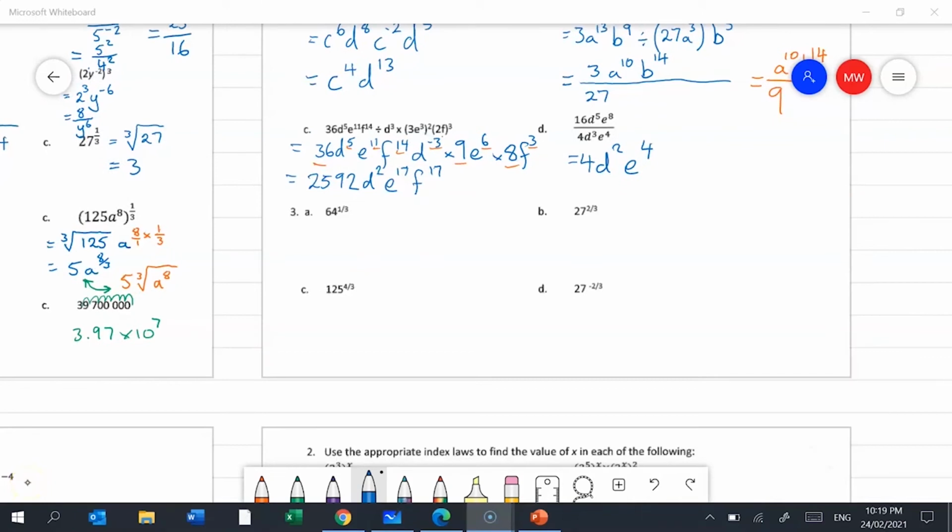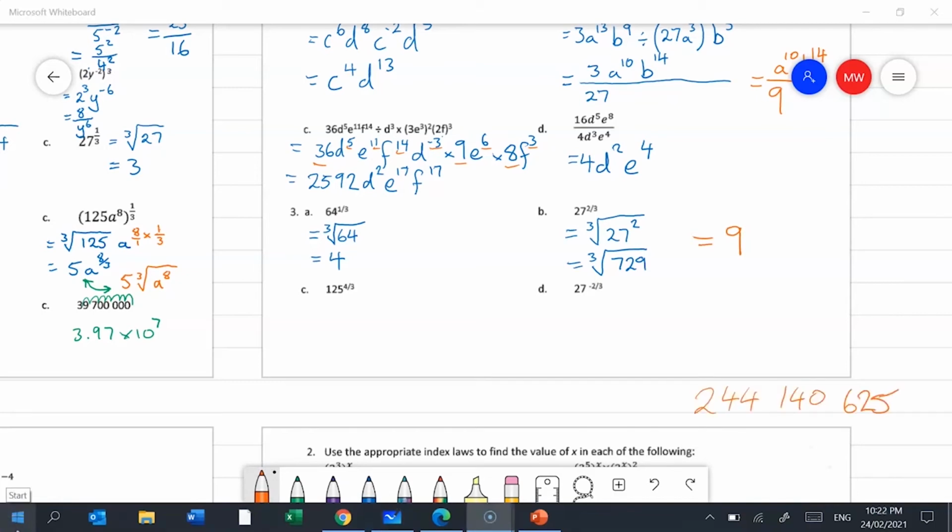Question 3, we're into some ever so slightly more complicated indices that are fractions. So we remember that 64 to the power of 1/3 is really the same as the cubic root of 64. So what number multiplied by itself 3 times makes 64? And the answer to that one is 4. Question B, you're probably going to want a calculator. Really what this is saying is, what is the cubic root of 27 squared? Now, 27 squared is 729, so it's the cubic root of 729, and the cubic root of 729 is 9.